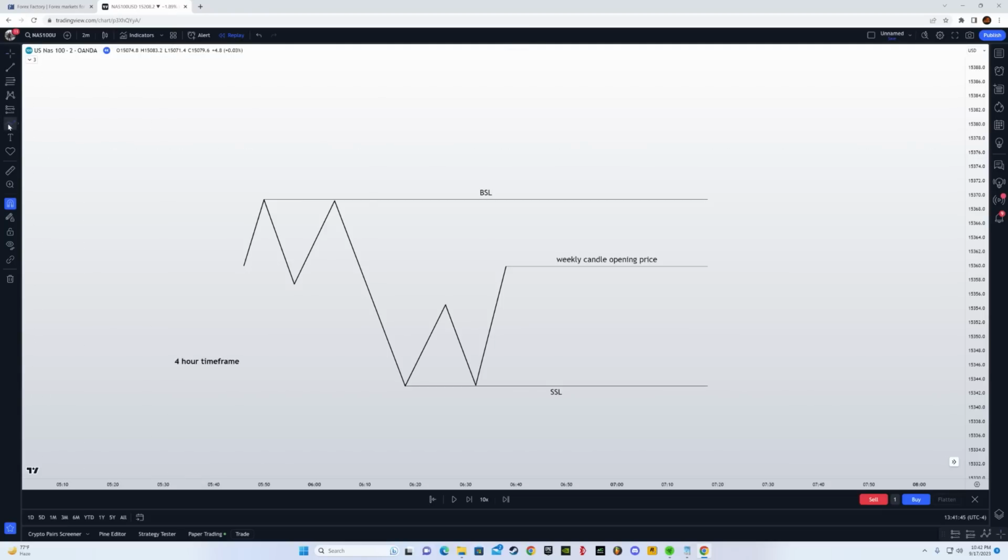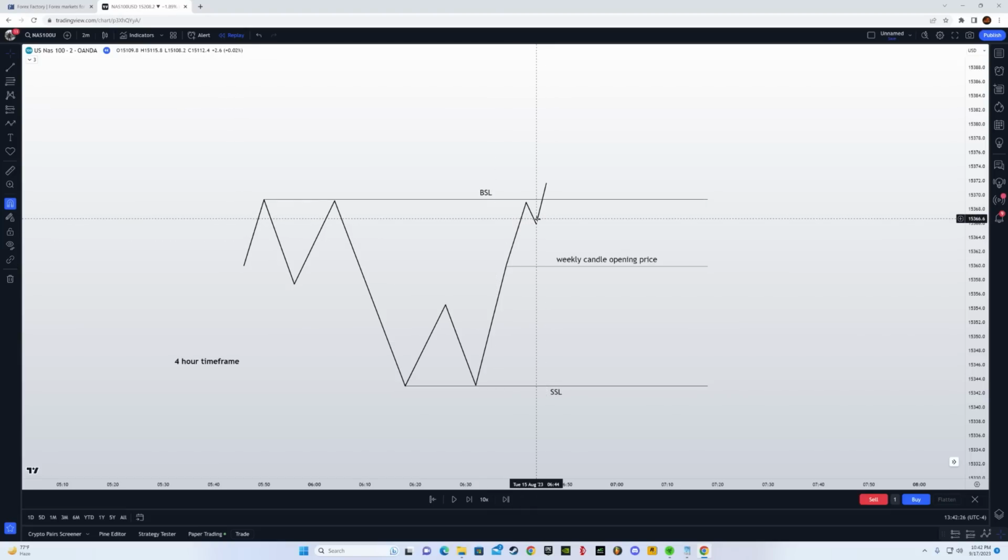Now, I want the price to either take out the buy side liquidity or the sell side liquidity. So buy side liquidity could be any high or low, could be equal highs, could be lows and whatnot. So over here in this picture, we have equal lows and equal highs. So now simply what I'm waiting for is for price to take out either the buy side liquidity or the sell side liquidity. So let's assume that in this example, price took out the buy side liquidity right here.